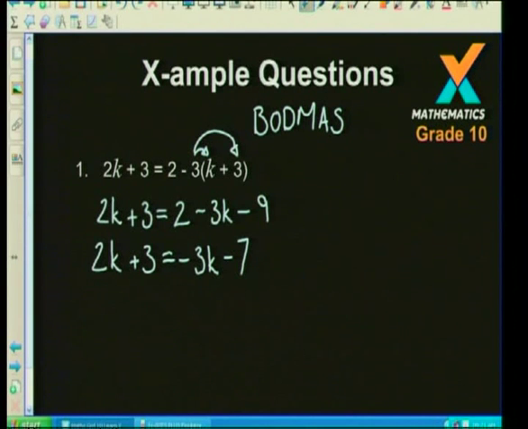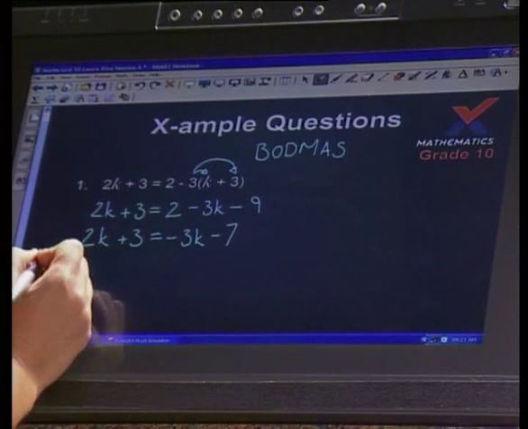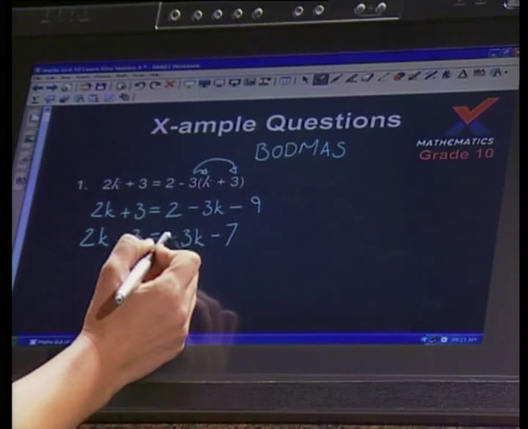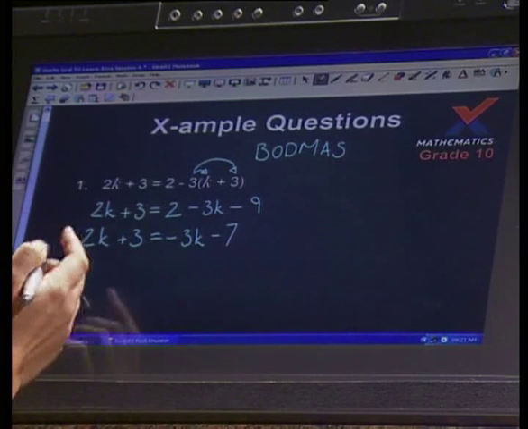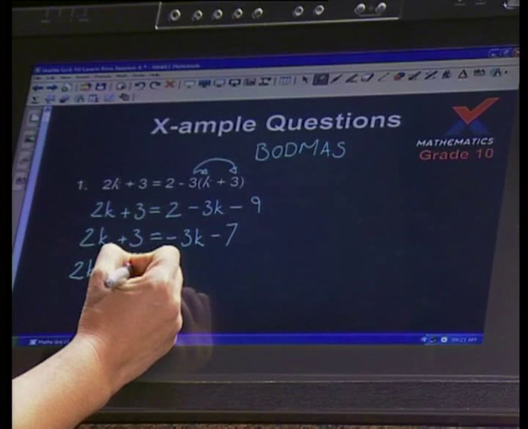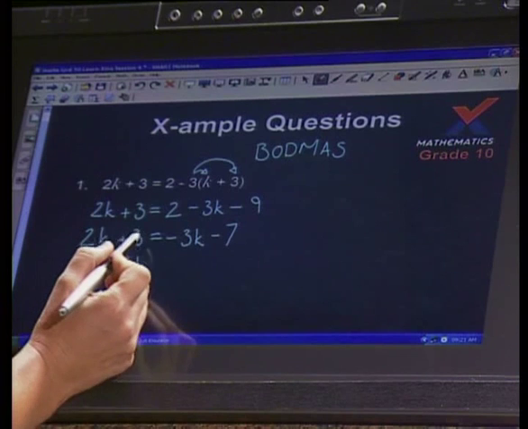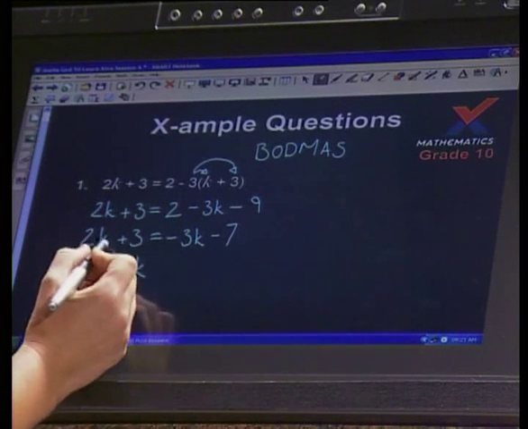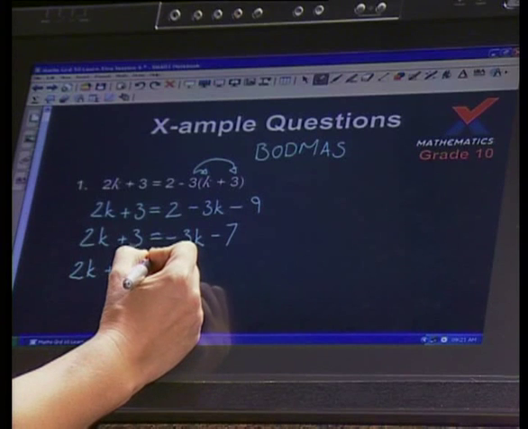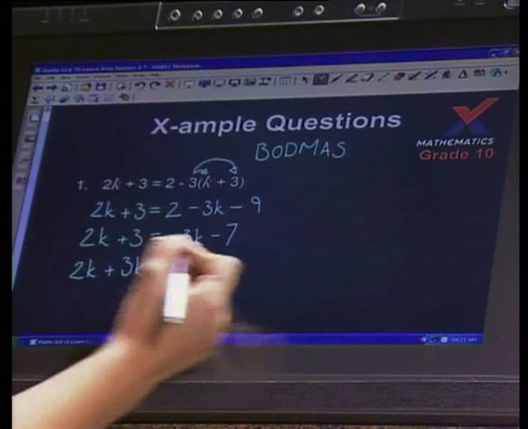The next step is now to isolate the variable. So what we need to do is take the 3k from where it is and put it with the 2k. The way we do this is we add 3k to both sides of the equation. That way the minus 3k disappears from the right and we have 2k plus 3k on the left. Now we also at the same time want to get rid of the plus 3 on the left. So we're going to minus 3 from both sides. As you know, 3 minus 3 gives us 0, so I'm not going to write it on the left, but I will write minus 3 on the right.